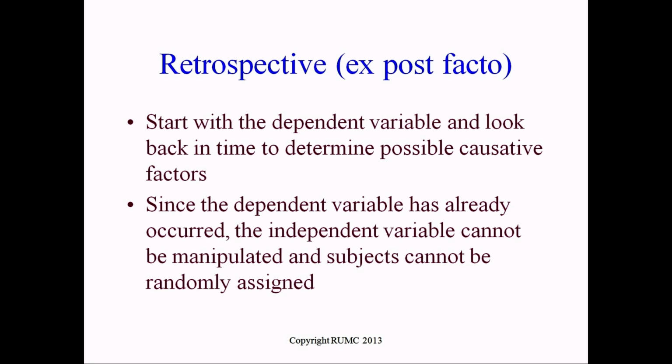Because the dependent variable has already occurred, the independent variable cannot be manipulated, which is why it's not as strong a design as an experimental design would be. Subjects cannot be randomly assigned. The subjects in the study are the subjects that have this dependent variable. So you're not putting subjects into two different groups. This is the group you have, and you're looking back at what possible things may have caused the variable that you're looking at this moment.